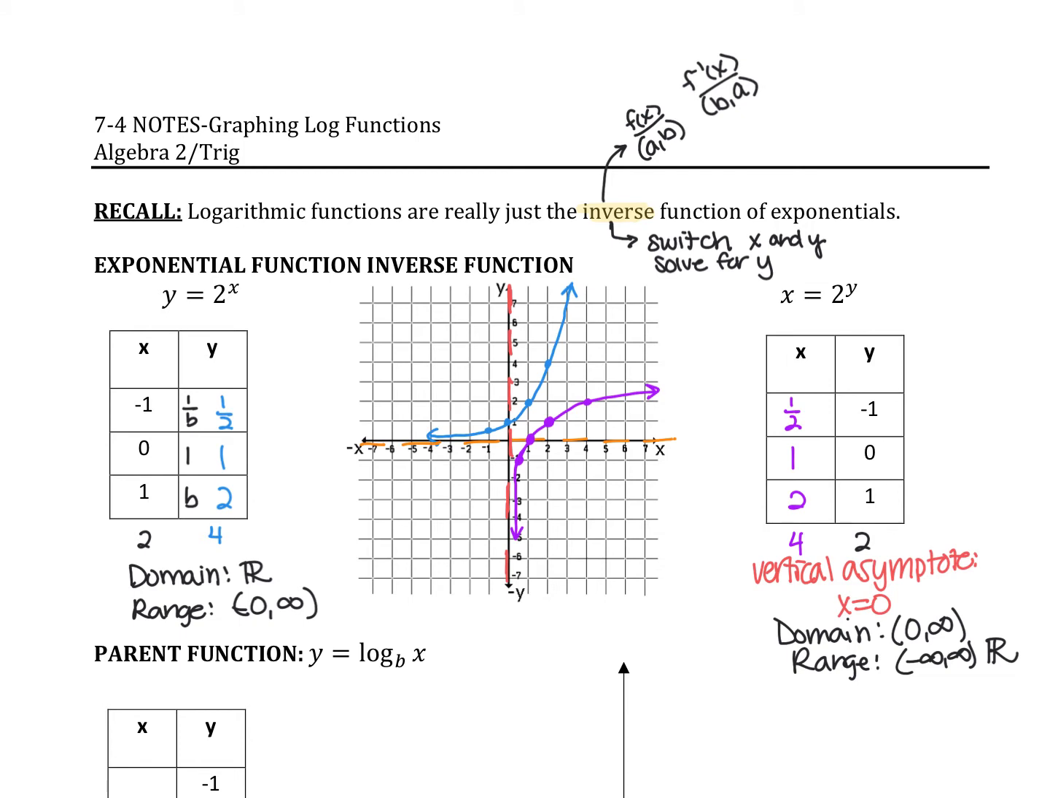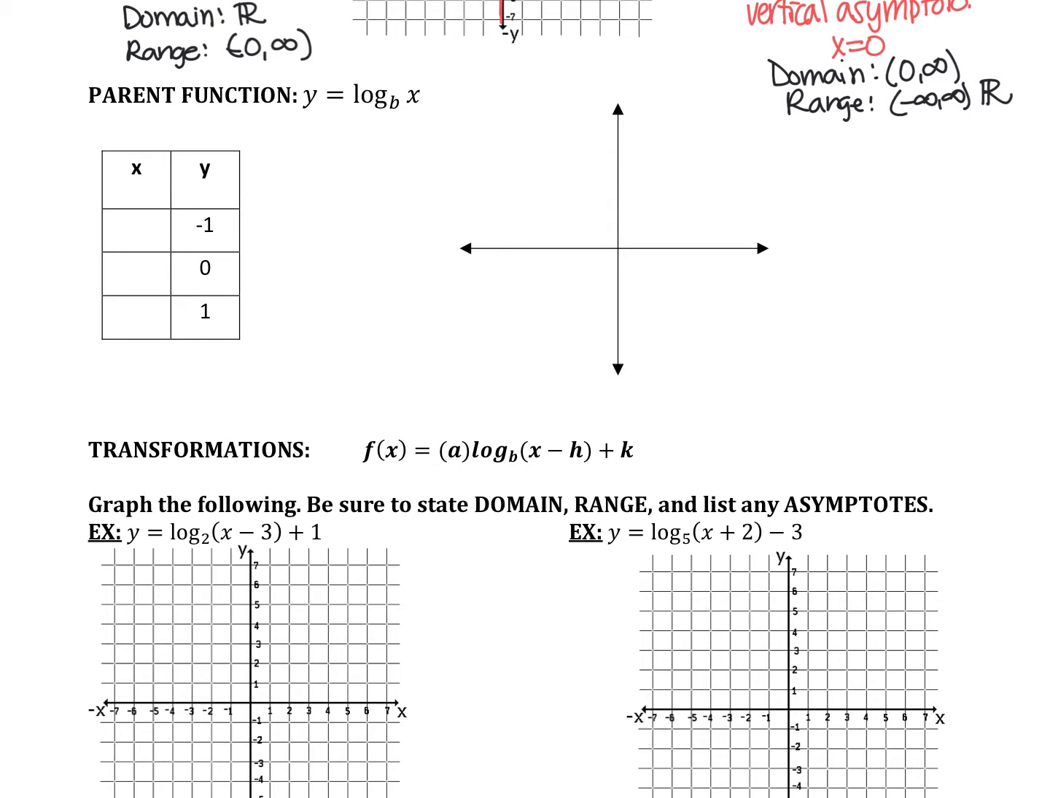Okay, so let's look at how we write this and how we deal with the parent function for logs. The parent function for logs is going to be just like that graph that we just did. I am going to take y equals -1, which makes x 1 over the b value; 0 for y is going to make it 1 for x; and 1 for my y makes the x b. The b that we're going to be referencing in this problem is going to be that base of the log right there.